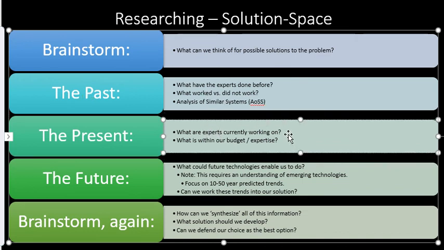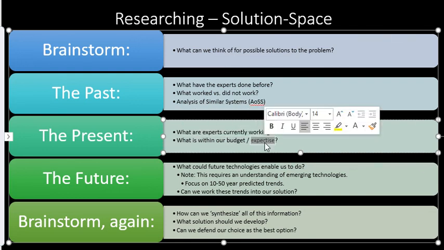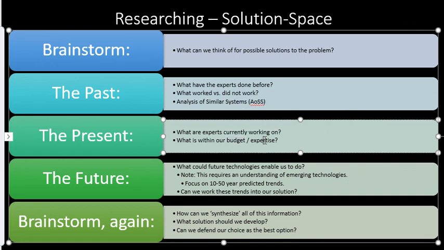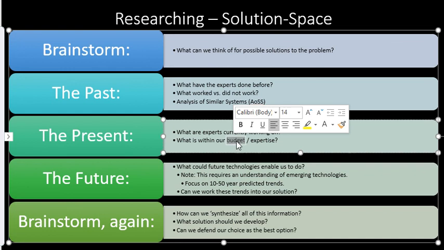What are people at colleges and universities currently working on? They may not have a full solution, but what is their thinking? How are they approaching this problem? And what are they doing that is within our budget or our level of expertise? So what do we have money for? Because especially as middle school students, we're working on a budget of, free. What can we do for free?